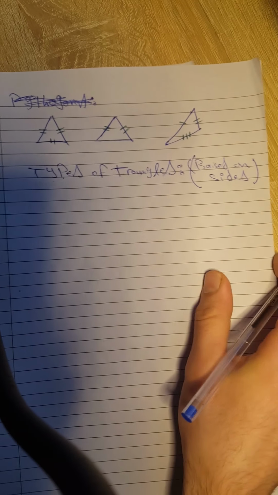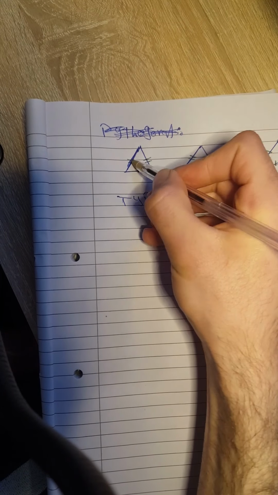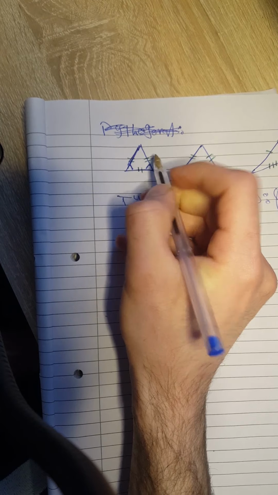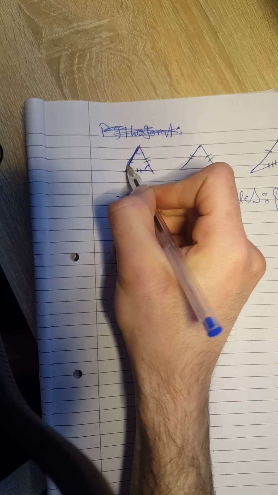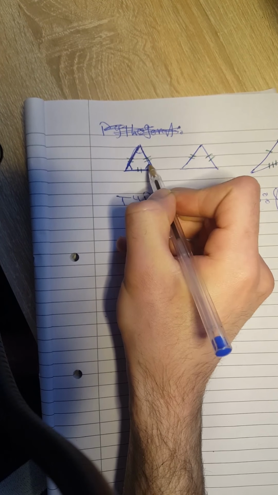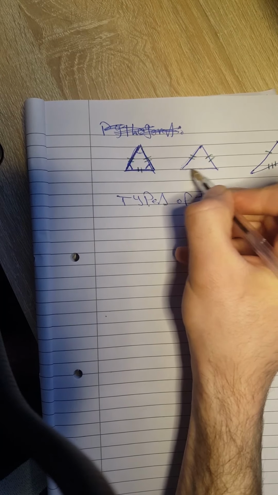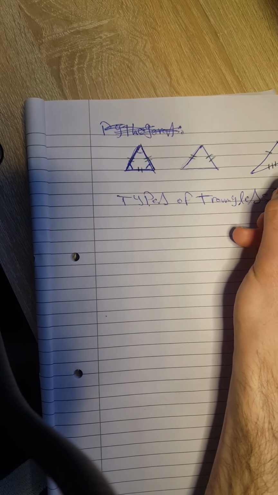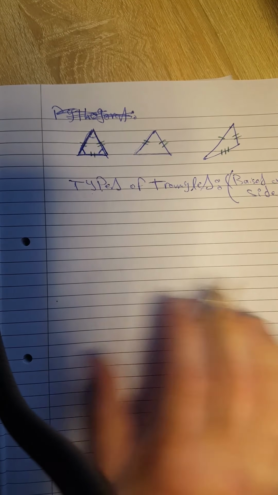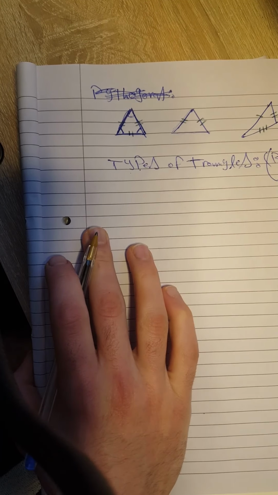So based on sides, so we call that side and we call this angle. In each triangle we got three sides, 1, 2, 3, the sides. We got three angles in each of them. So we talk about the types. How can we call them? So each of them got a name.